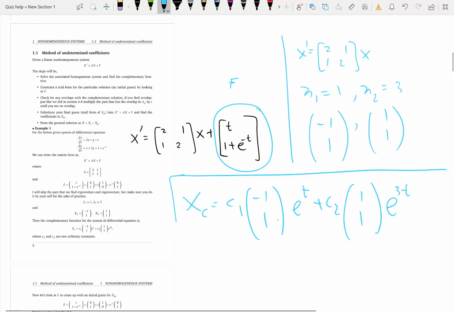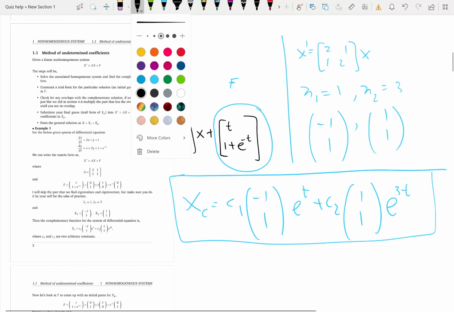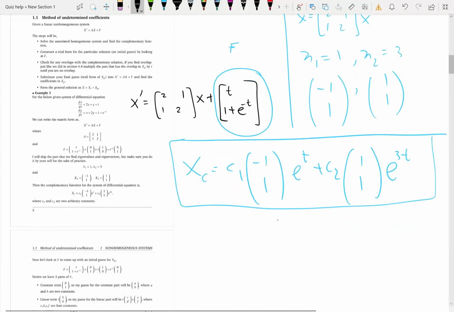So this is the complementary solution. Now keep it aside. Save it. Okay. So you can see it's the same analog as chapter 4. Now you look at the non-homogeneous part F.